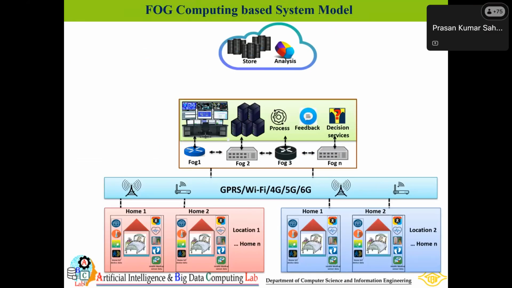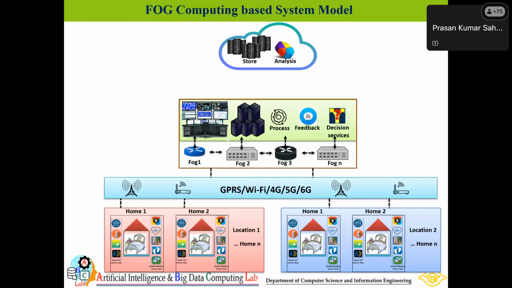So the fog computing based system model, what I have mentioned earlier in the previous slide, is that we have the users layer, the fog layer, and the cloud layer. In between the fog and user layer, different communication methods could be used, such as GPRS, Wi-Fi, 4G, 5G, 6G. Nowadays, people are also focusing research on 6G.